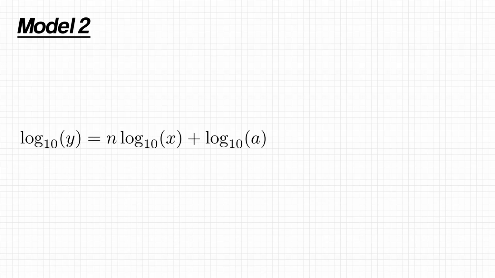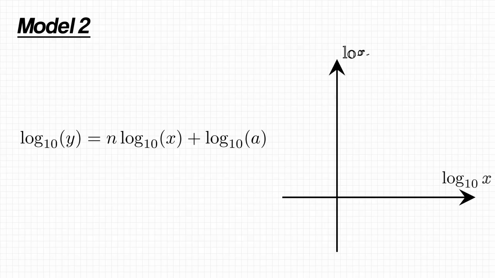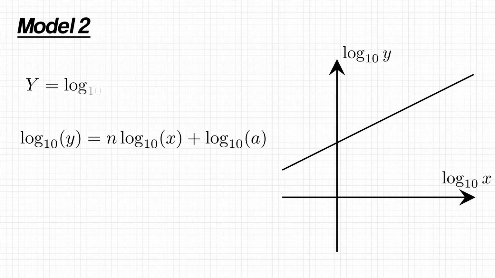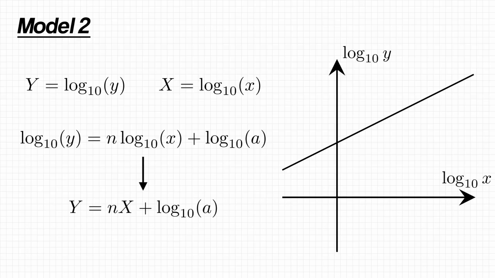If we plot log base 10 of y against log base 10 of x, this will produce a straight line. Furthermore, if we substitute big Y for log base 10 of little y, and big X for log base 10 of little x, and then compare the result to y equals mx plus c, we see the gradient is n, and the vertical intercept is log base 10 of a.